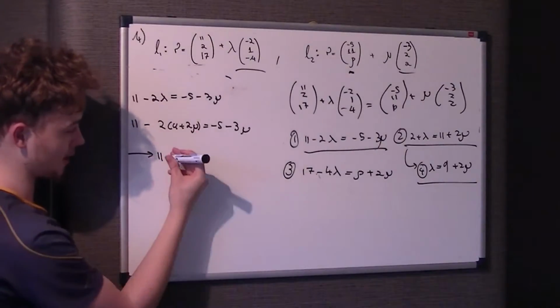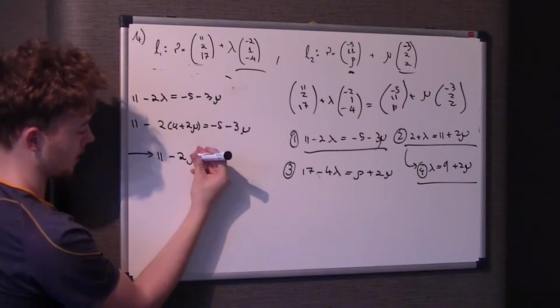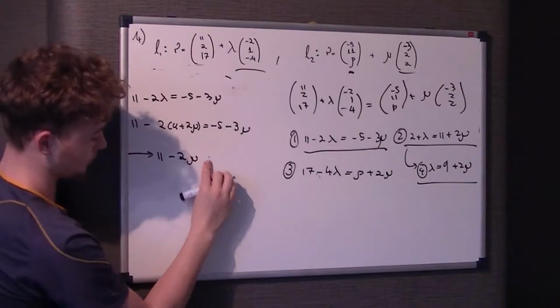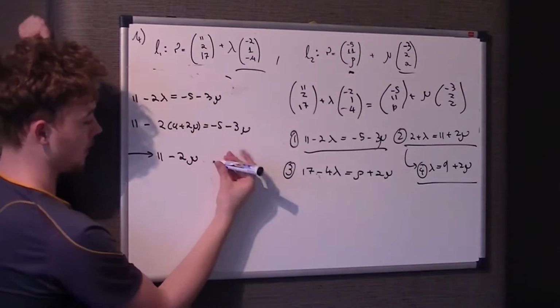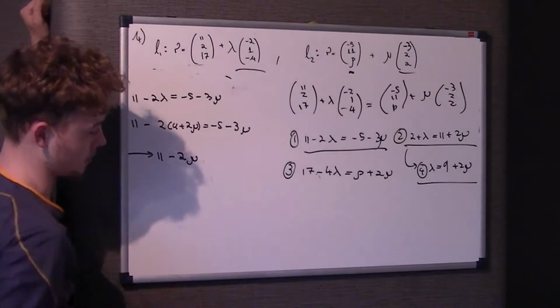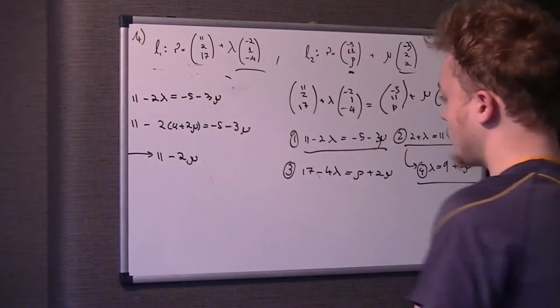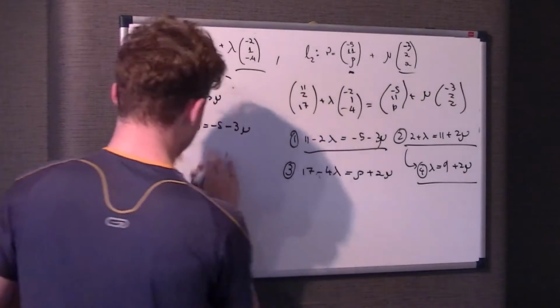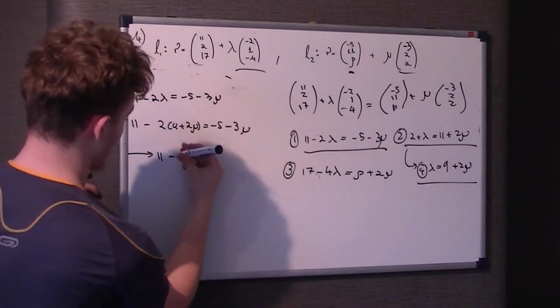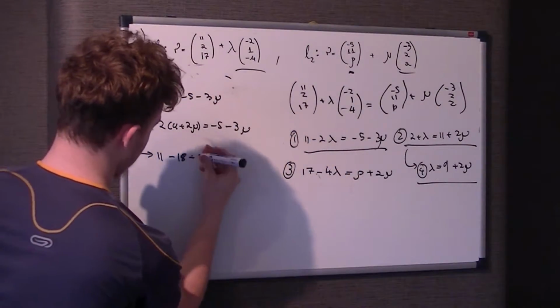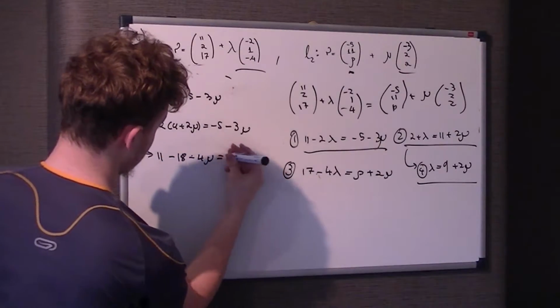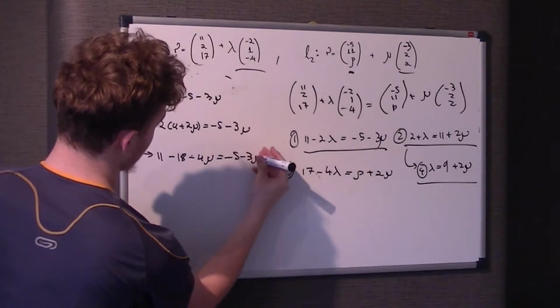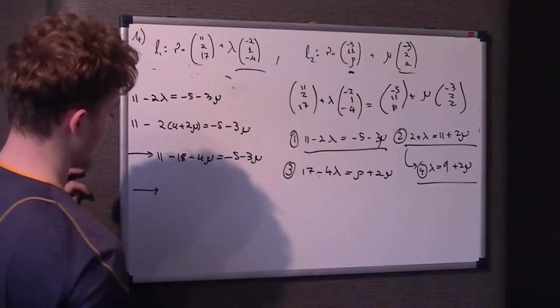I said you might have done that already, but I'm probably going to make a mistake if I try to skip a step. I've already made a mistake. 11 take 2 times 9, which is obviously 11 take 18, take 4 mu is equal to minus 5 take 3 mu. So rearrange that.